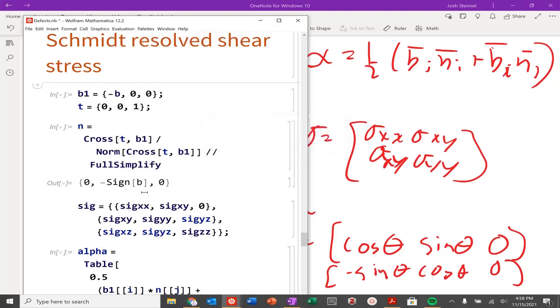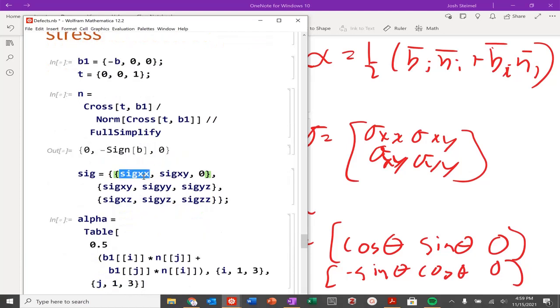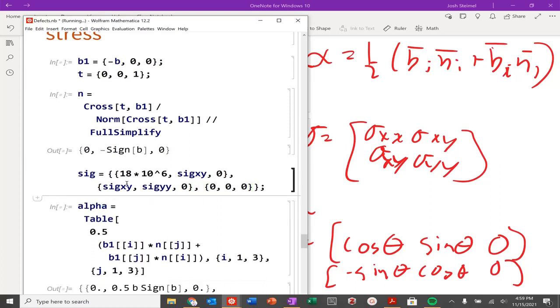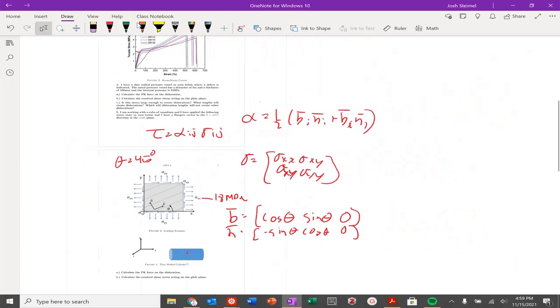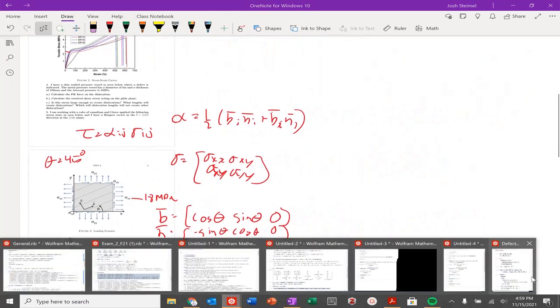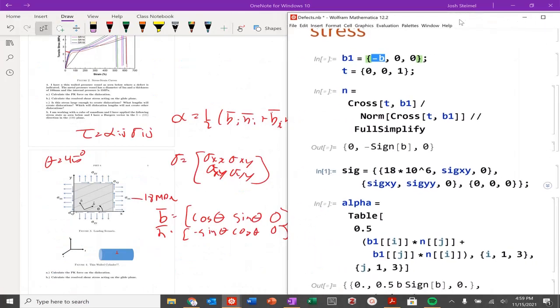So I have a sigma xx. This is 18 MPa. We have sigma xy, then we have 0. We have sigma xy, we don't know what this is, and then everything else is 0. 0, 0, 0. So that is my sigma. My B, and let's zoom out again. So nice. So let's go over here.